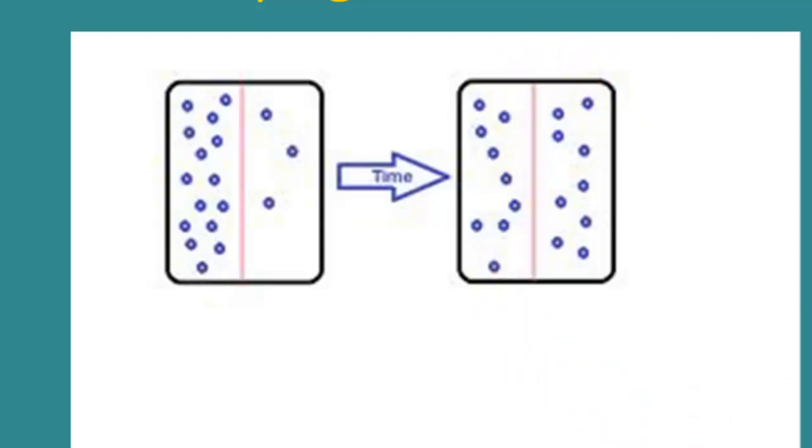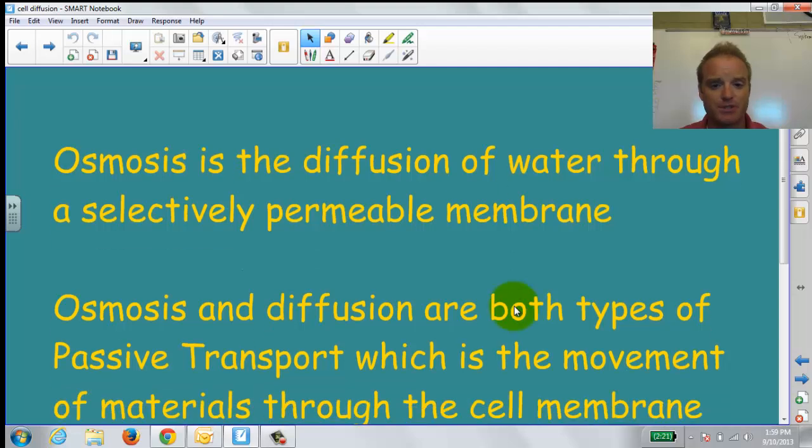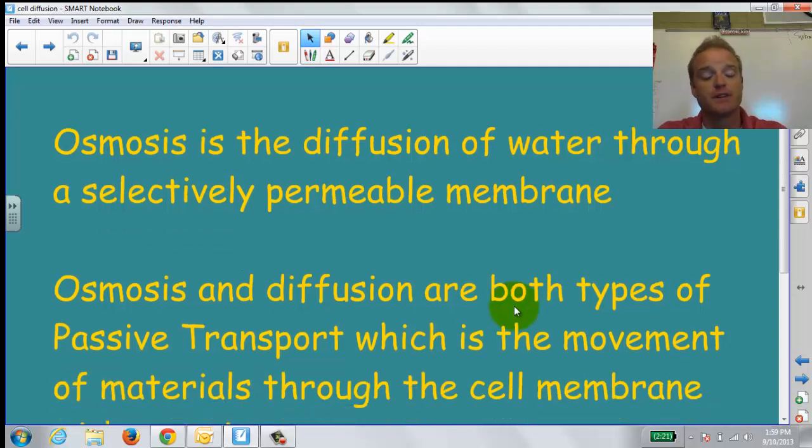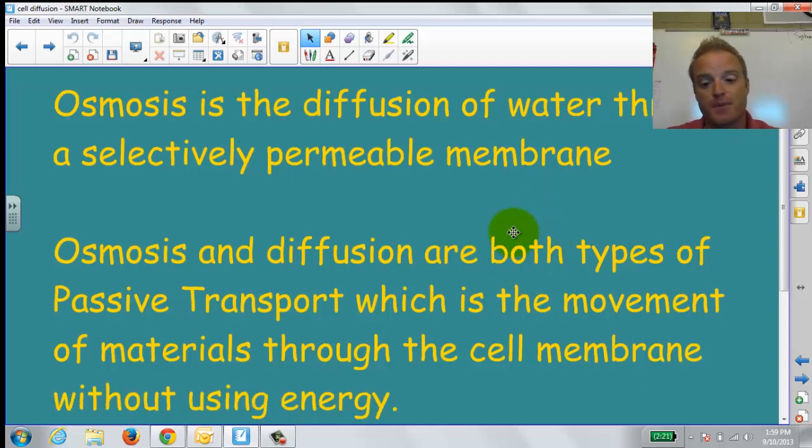Okay? So next up is osmosis. Osmosis is diffusion of water through a selectively permeable membrane. So now we're talking about water specifically. Osmosis is the diffusion of water. Osmosis and diffusion are both types of passive transport, which is the movement of materials through a cell membrane without using any energy. In the previous slide, in that process of diffusion where particles are moving through the cell membrane, the cell doesn't need to use any energy. They can just slide right through without the cell having to pull in or push out anything. So it does not take any energy for osmosis and diffusion.